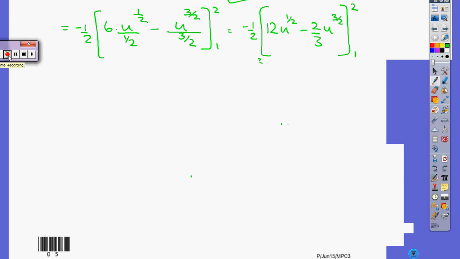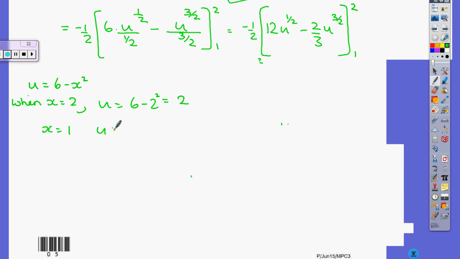Right, so I've cleared the board and we're going to change our 2 and 1 to u's. So u was equaling 6 minus x squared. So when x equals 2, then u equals 6 minus 2 squared, 6 minus 4, which is 2. And when x equals 1, we've got u equaling 6 minus 1 squared, which is 5. So we're going to change those values to 2 and to 5.